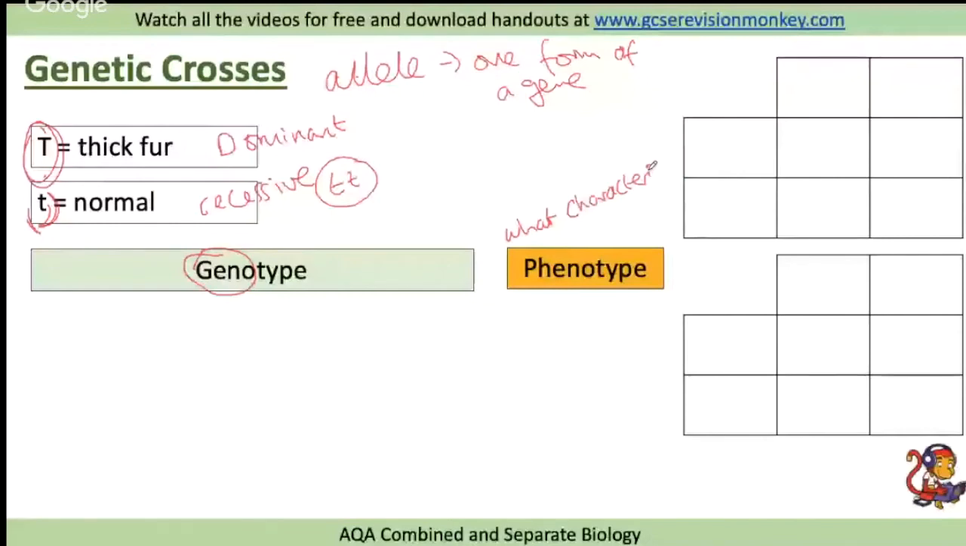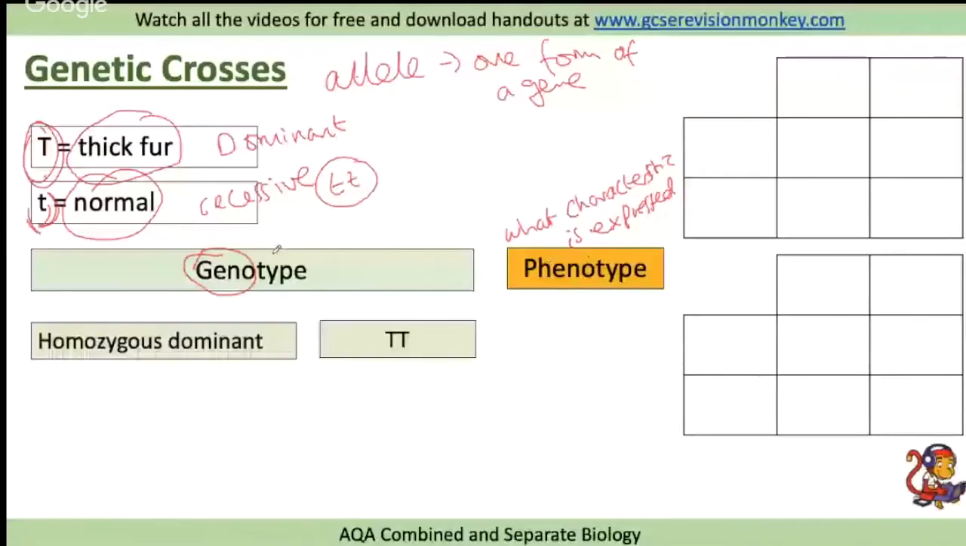So this means it's going to be a word to describe it. In this case, our characteristics are thick fur or normal. In your exam, you could be talking about blue eyes or brown eyes. You could be talking about red hair or black hair. That's your phenotype.